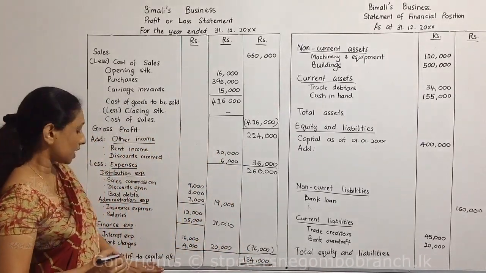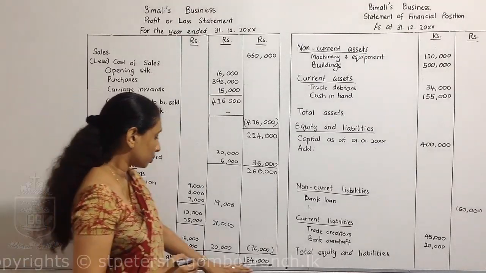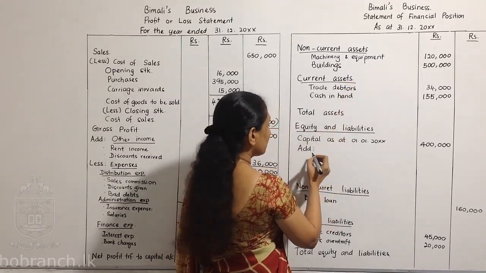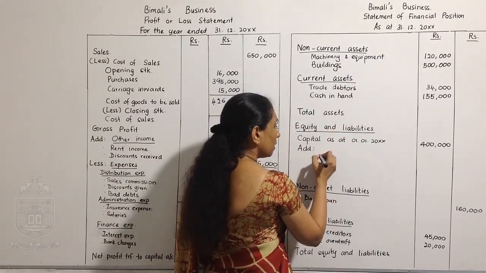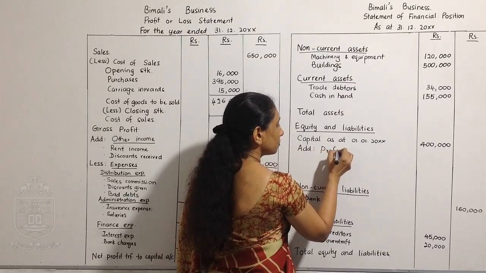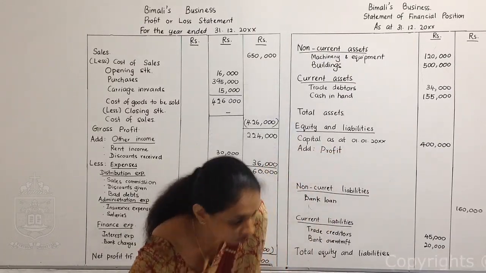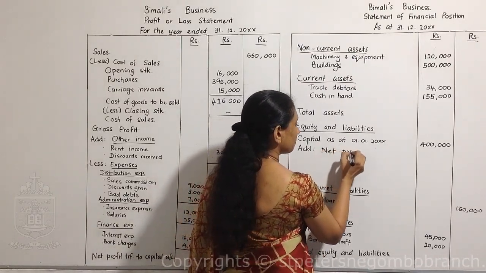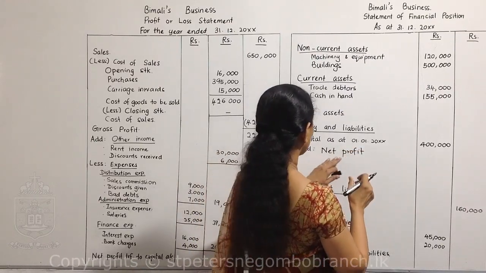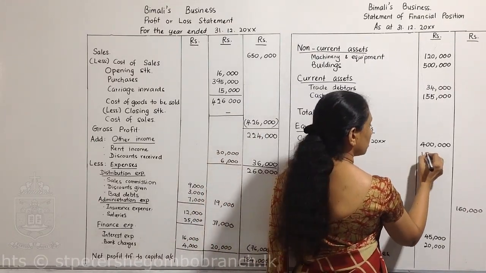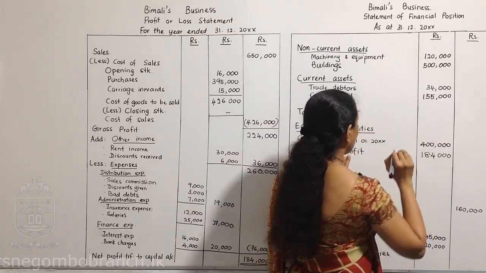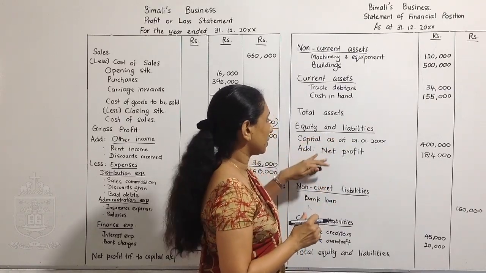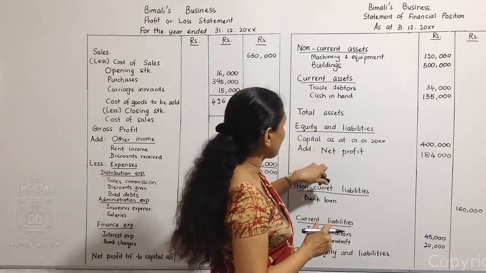That will be transferred to the owner's capital account. So we will take this 184,000 to the statement of financial position under opening capital. We can add the net profit, $184,000. We did not find any deductions from the capital, so that's all which will come under the capital section.